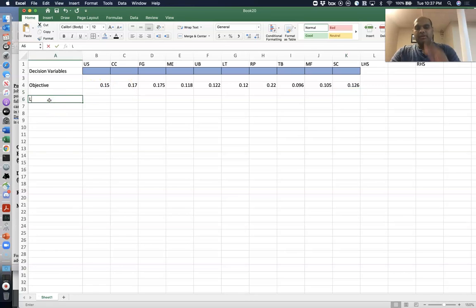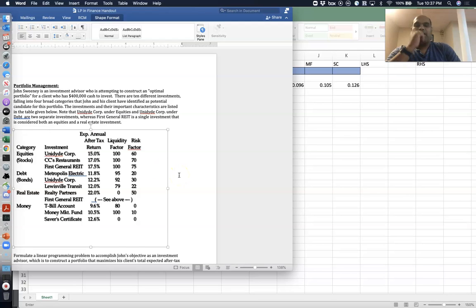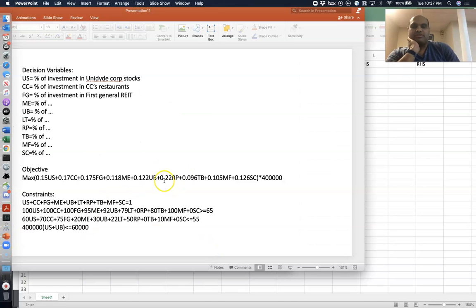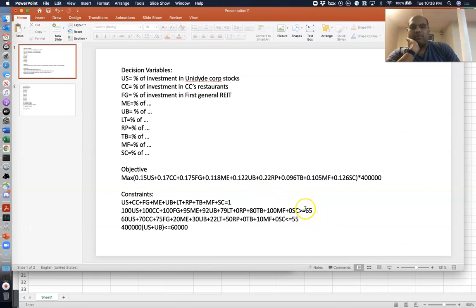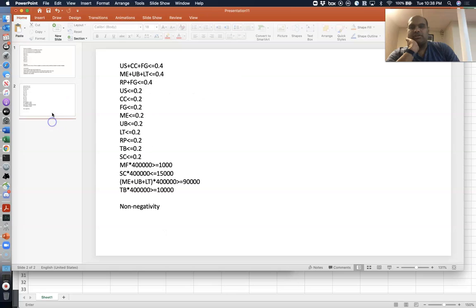Then the constraints. So let's begin with the liquidity factor. A few things to keep in mind. I'm going to group similar constraints together. I'm going to begin with the equal to constraint, since there's only one. Then you have some greater than or equal to constraints and some less than or equal to constraints. You'll notice that there are way more less than or equal to constraints, so I'm going to write all the less than or equal to constraints first, and then the greater than or equal to constraints.